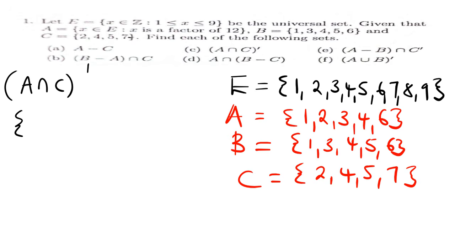So I'm going to have A intersection C. What is the intersection between A and C? I've got a 2, I've got a 2 there. I've got a 4, I've got a 4 there. Then I hope I haven't left anything between A and C. I think those are the only ones I'm able to see. So 2 and 4. Okay, so 2, 4.